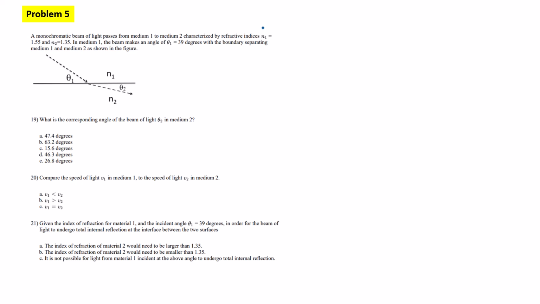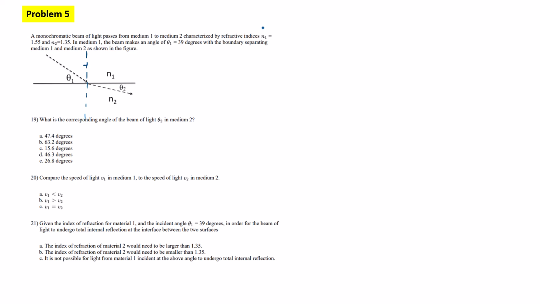Here's problem 5. A monochromatic beam of light passes from medium 1 to medium 2, characterized by refractive indices N1 and N2. So N1 is 1.55 and N2 is 1.35. In medium 1, the beam makes an angle of 39 degrees with the boundary separating the two media, as shown here in the figure. What is the corresponding angle of the beam theta 2 in medium 2? Notice here that theta 2 is defined here with respect to the boundary. It's not defined with respect to the normal, so that is just something we have to pay attention to.